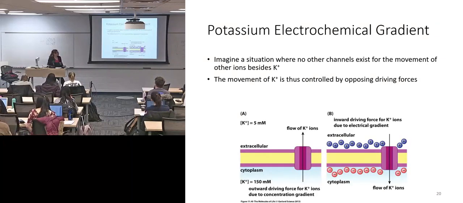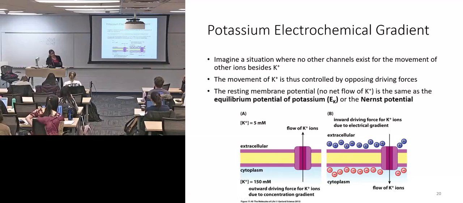So then again, what we have here, we have an outward driving force for potassium ions to flow down their concentration gradient. And then we also have an inward driving force for potassium ions due to the electrical difference that exists at rest in a neuron. The resting membrane potential is the same as the equilibrium potential of potassium or the Nernst potential for potassium. I will write some equations down that hopefully clear that up.